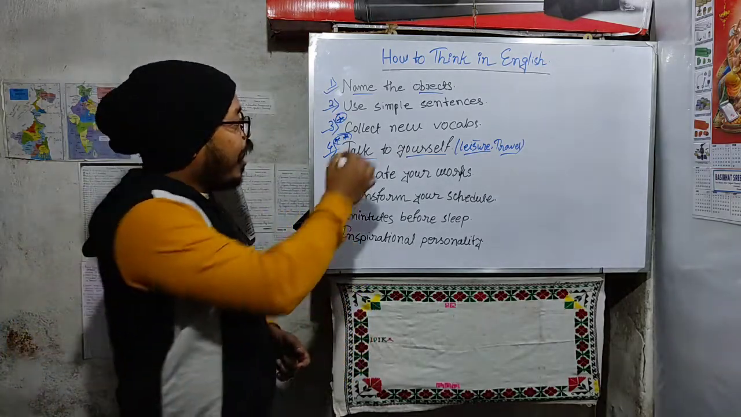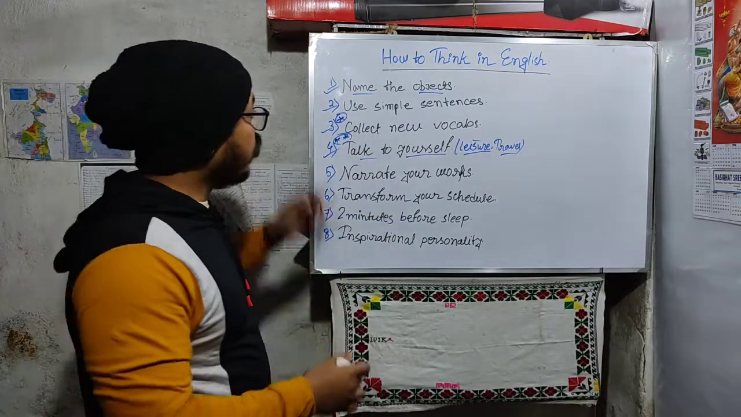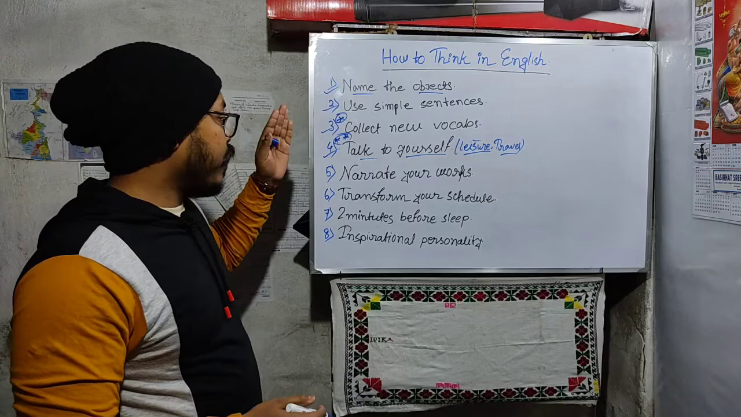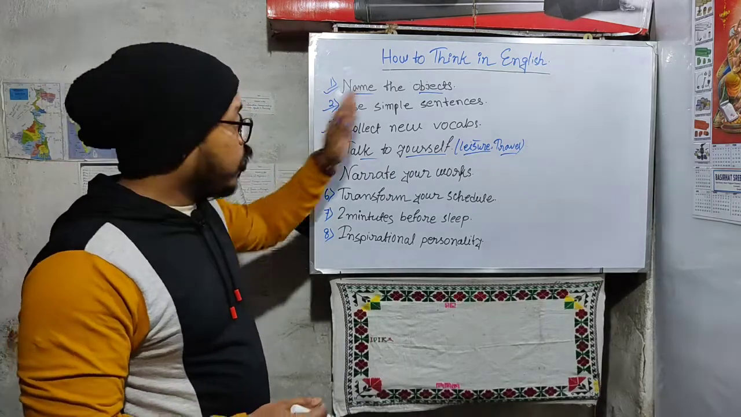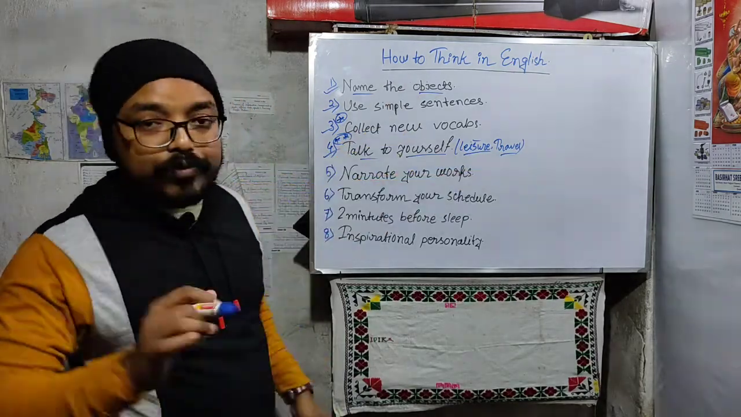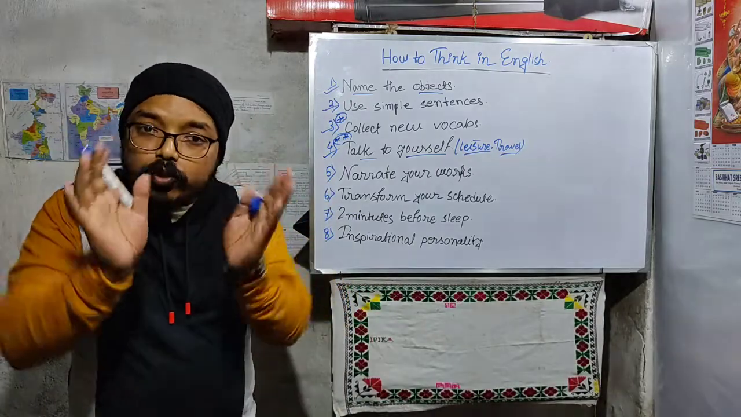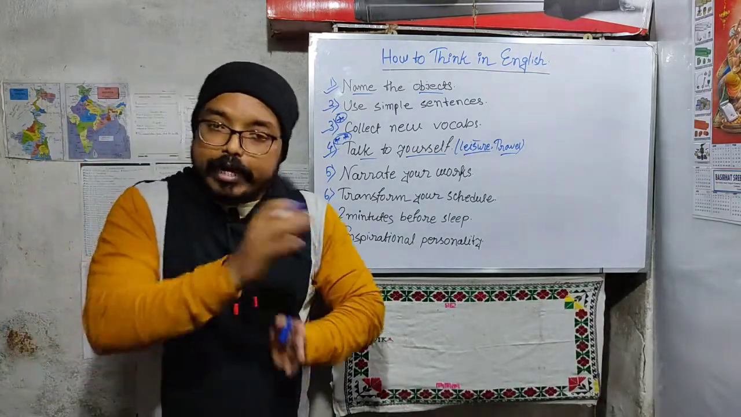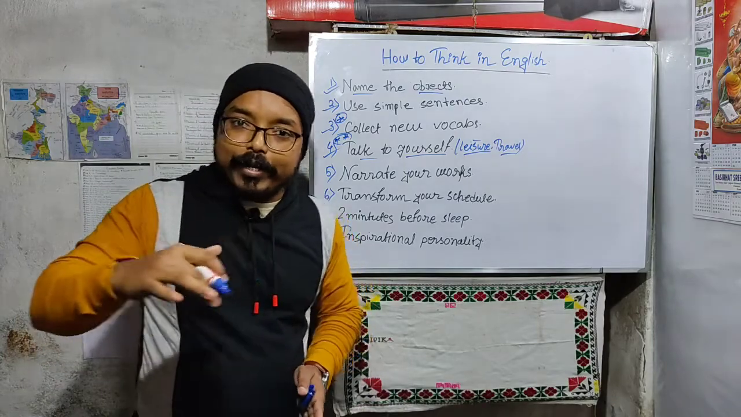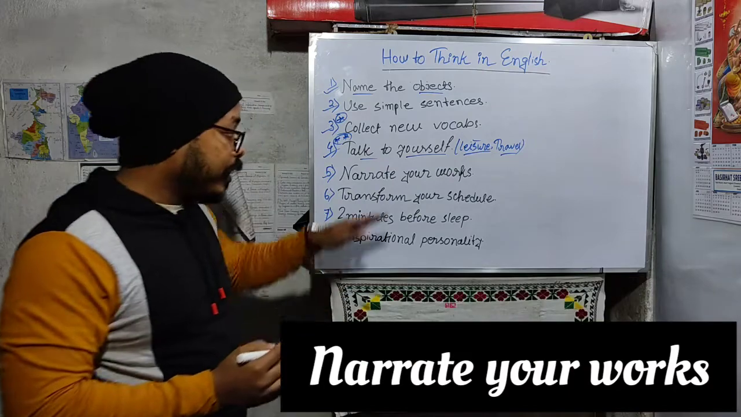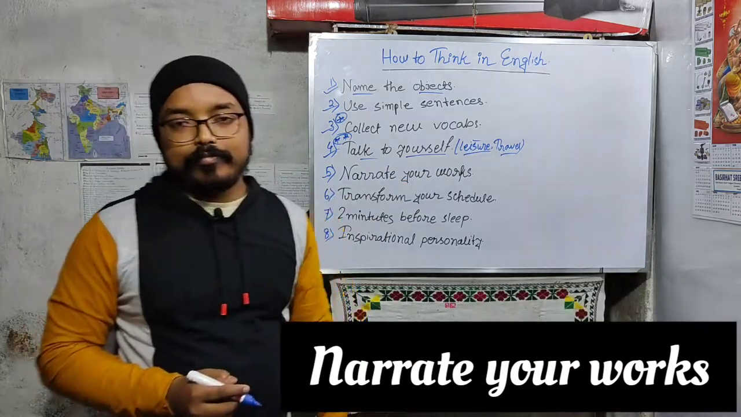Okay, so I have already taught you about names of objects, using simple sentences, collecting new vocabs, and talking to yourself. Look, all of these things, if you practice them, you will feel that you are covered with total English, except your mother tongue. Okay, come to the next one, that is number 5. Narrate your works.